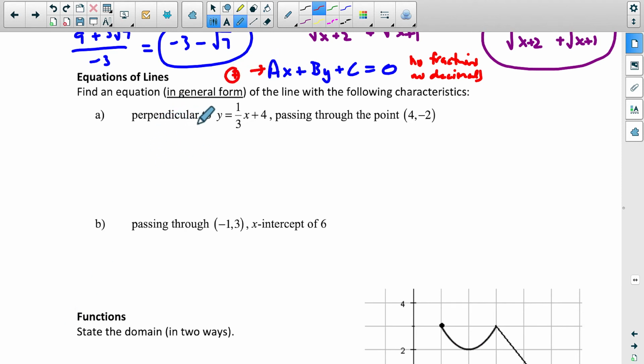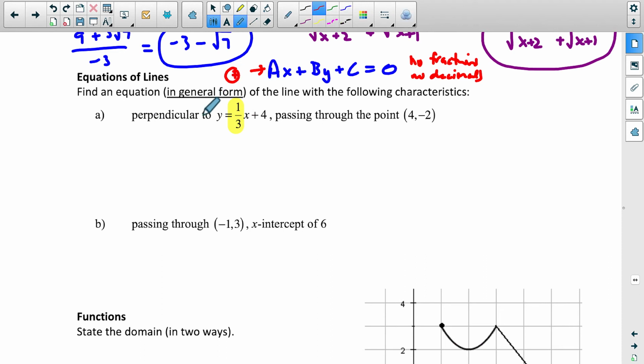First question. We want to get the equation of a line that's perpendicular to this line and passes through this point. So let's look at this line here first of all. This is in slope-intercept form. Perfect. There's our slope right there, right? 1/3.